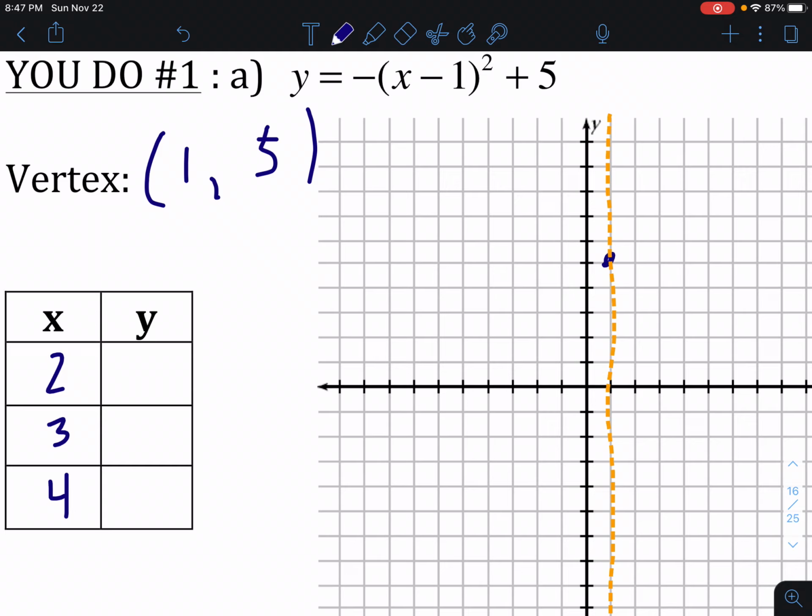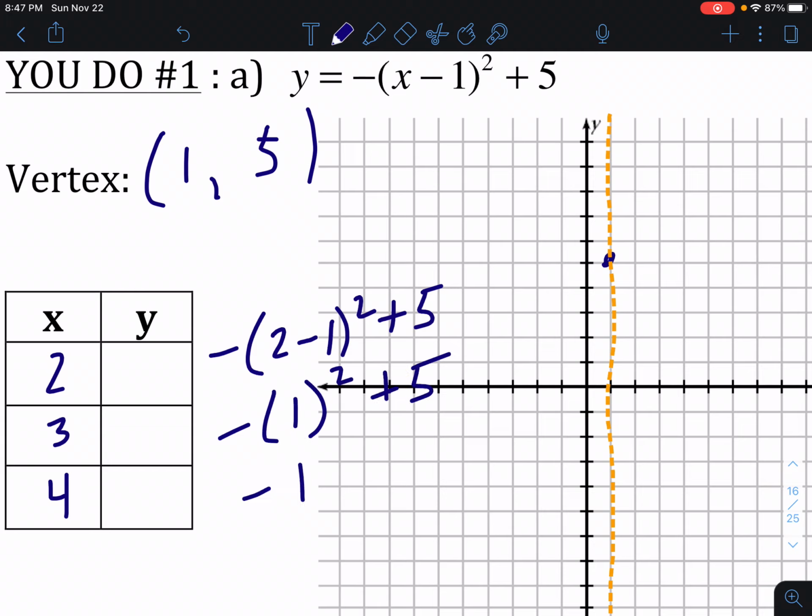So let's start with the 1, plug into the formula. So we got a negative. Take the 2, plug it into the formula for x. Parentheses, exponent would be 1, carry down the negative. Negative 1 plus 5 is 4.